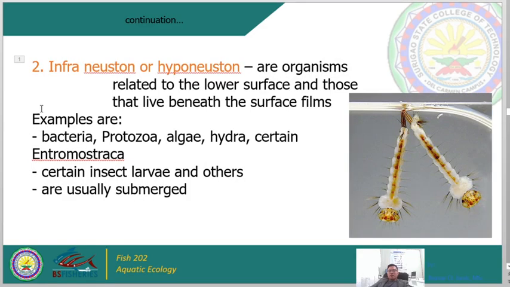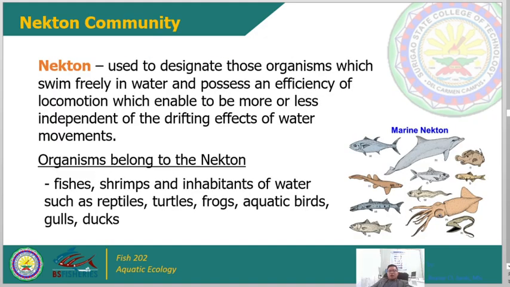Another types of neuston are infraneuston or hyponeuston. From the word hypo meaning to say embed, no? Na siya sa ilawom. Other organisms related to the lower surface and those that live beneath the surface films. And some of them are bacteria, protozoa, algae, hydra, and certain entomostrata, and certain insects of larvae and others, and usually submerged. So this is basically a larvae, no? Well, I'm not sure what larvae is this, but this is a larvae. A stage or a young stage of the life cycle of an organism, no? Dinhi nasa surface, this is the surface basically. So nasa sa ilayom. So nagtawag gyapon nato na sila mga neuston because this is still considered at the surface of the water. Okay? Now let's proceed to nectons.